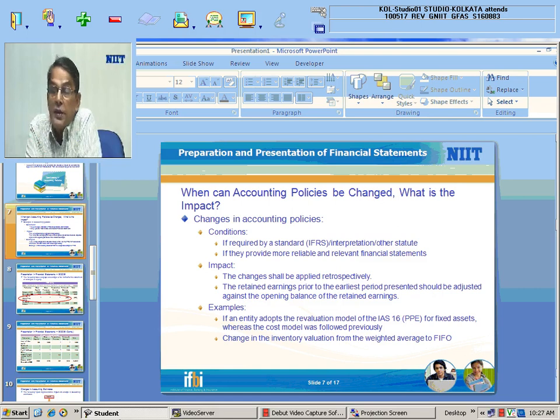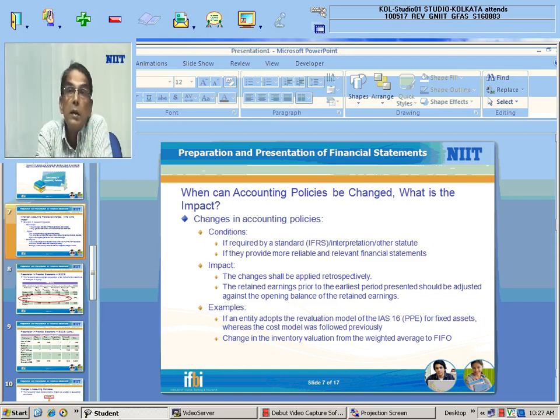Now, the impact of a change in accounting policy: if an accounting policy is changed, the changes shall be applied retrospectively. That means the entity needs to rework its financial statements, its profit and loss, etc., applying the same accounting policy backwards. So the changes shall be applied retrospectively.